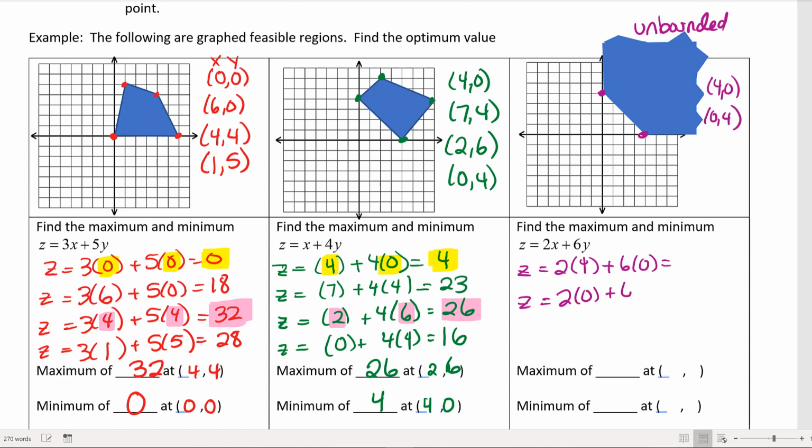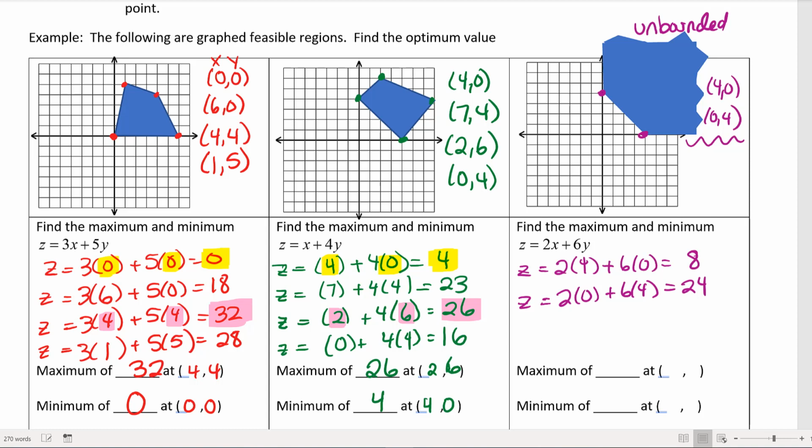So I'm plugging in my values. On the first one, I have 2 times 4, which is 8, plus 0, which is just 8. On the second one, I have 2 times 0, which is 0, plus 6 times 4, which is 24. Okay, so if these were the only 2 points that we considered, I can see a max and a min, but because it's unbounded, we have to really think if this even has a max or even has a min. So what I'm going to do is pick another point, okay? I've already picked my corner points, but I want to see, can I get something even higher than 24?